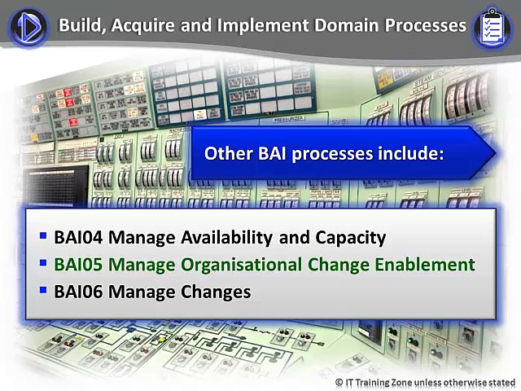Other BAI processes are BAI 04, Manage Availability and Capacity; BAI 05, Manage Organizational Change Enablement. This is concerned with the people aspects of introducing a new service, for example. BAI 06, Manage Changes.